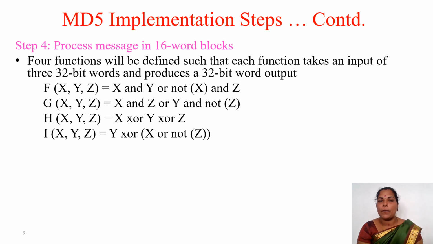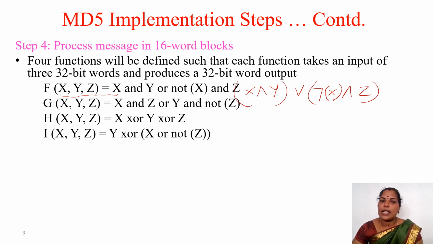Then in the fourth step, four functions are defined such that each function takes as input three 32-bit words and produces a 32-bit word output. The four functions are named F, G, H and I. F of x, y, z is equal to (x AND y) OR ((NOT x) AND z). This is how we write it.